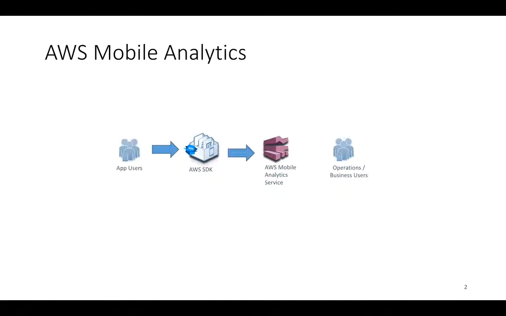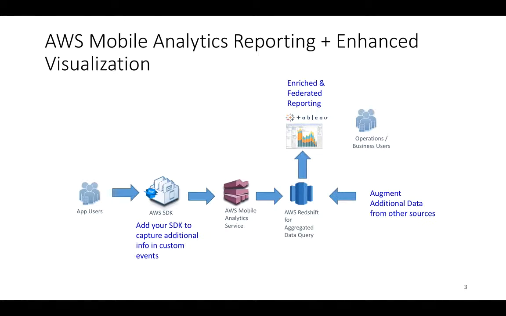AWS Mobile Analytics Platform uses AWS Cognito for understanding the user context. Cognito is the identity service from AWS. So, in a nutshell, this is the solution that AWS Mobile Analytics provides, and there are a few extension points using which the solution can be extended.